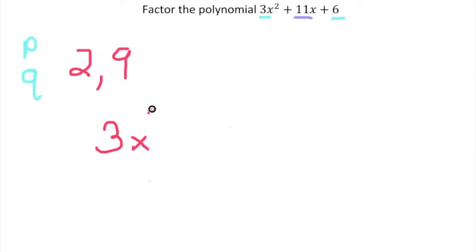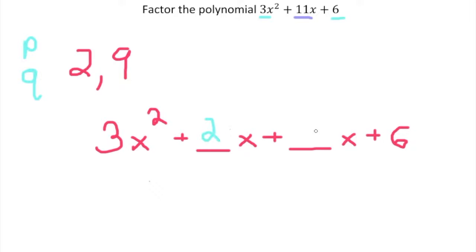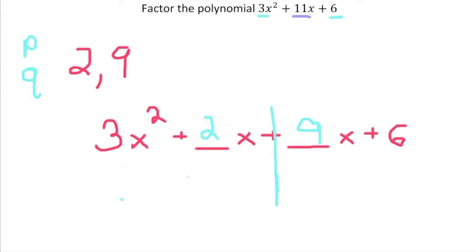Now let's rewrite back to our original format that we had in the beginning, 3x squared plus something x plus something x plus 6. Now this is where our P and Q are going to be of use. It doesn't matter where you put them. Now we have 3x squared plus 2x plus 9x plus 6. We're going to separate this into two separate sides. We're going to try and factor the one side and factor the other side. And then we'll end up getting something in common.